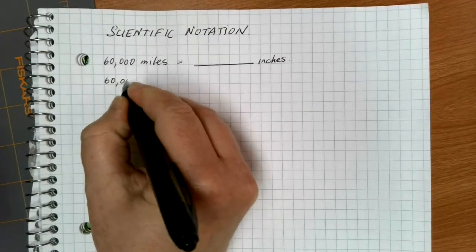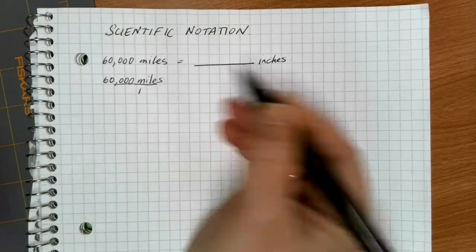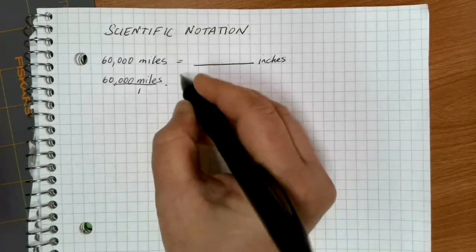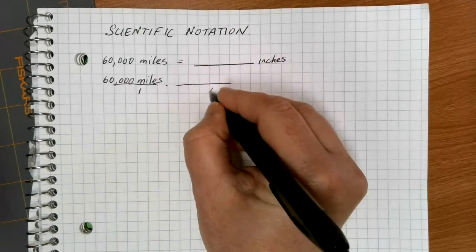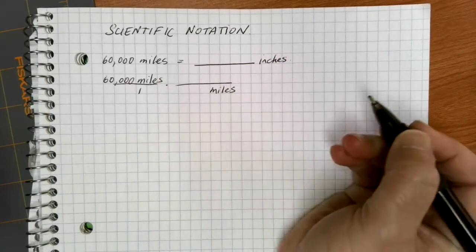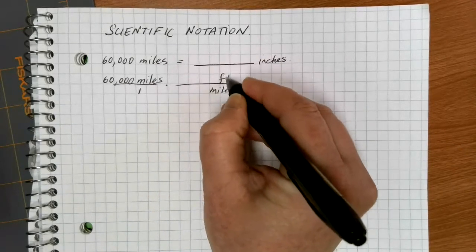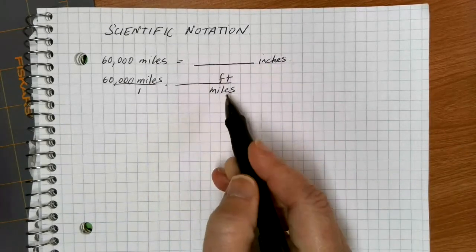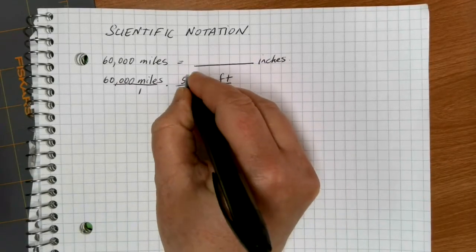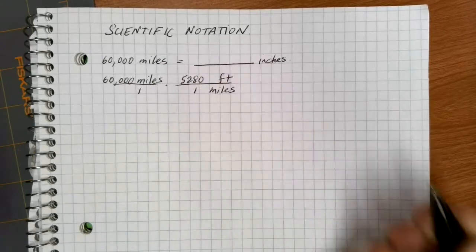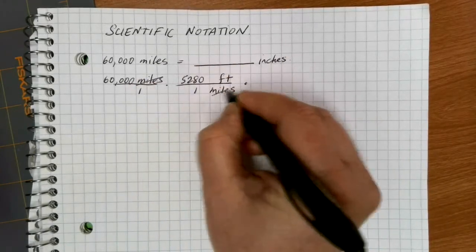Again, we start by writing our value over 1, like it's a fraction. Then I'm going to multiply to get rid of the miles. So since miles are in the numerator, we need to put miles in the denominator to divide out. On my conversion factor table or chart, I do have a conversion that shows that there's 5,280 feet in every mile. That gets my miles to divide out.